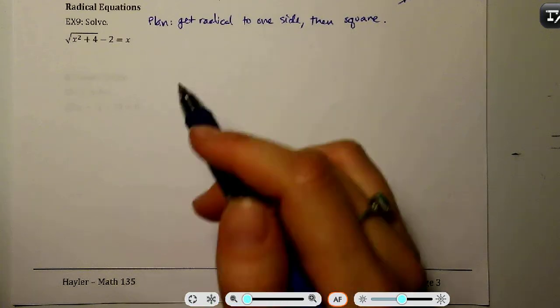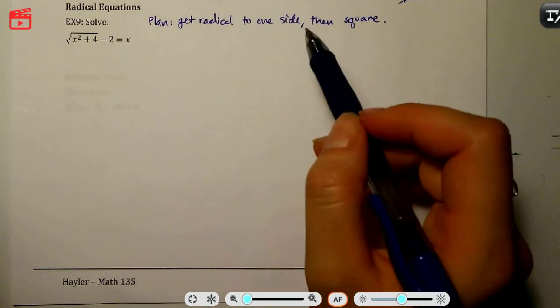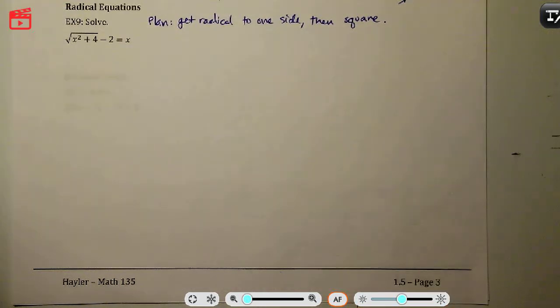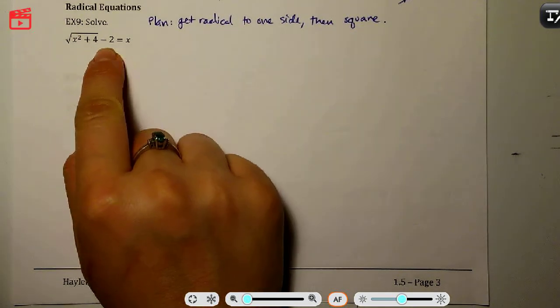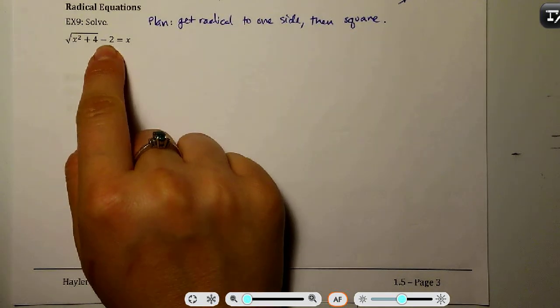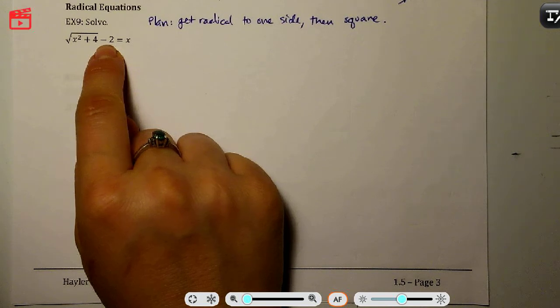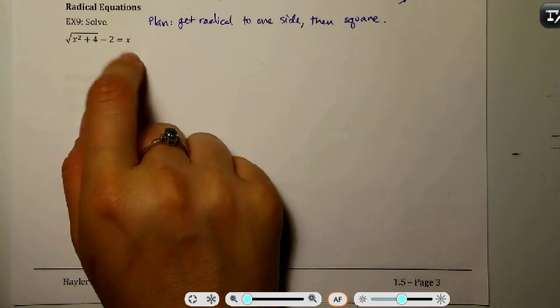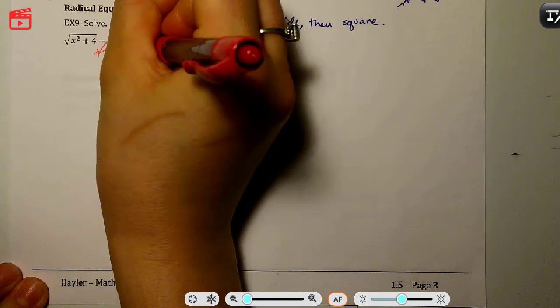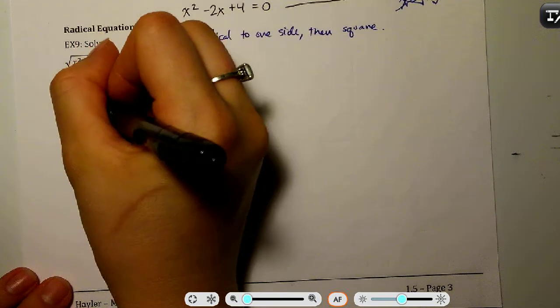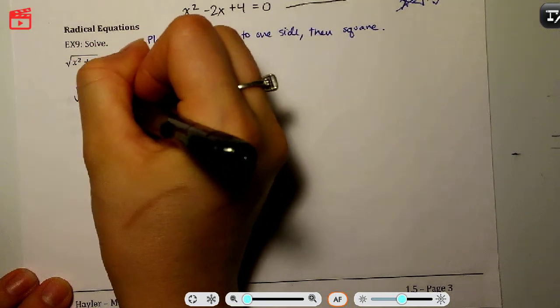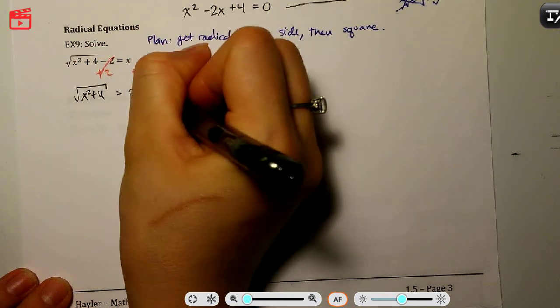But back to the plan. So our plan is to get the radical to one side and then to square both sides. So let's do that. What do I mean by get it by itself? Well, see that negative 2 there? That is not part of the radical. Okay, and if you can think of it, sometimes people run away from radical people. So the regular numbers are going to run away from the radical. Let's go ahead, add that 2 to both sides. And we get the square root of x squared plus 4 equals x plus 2.